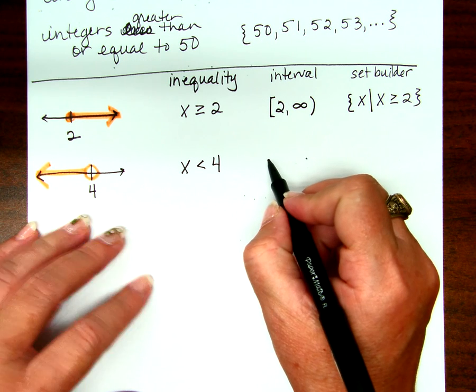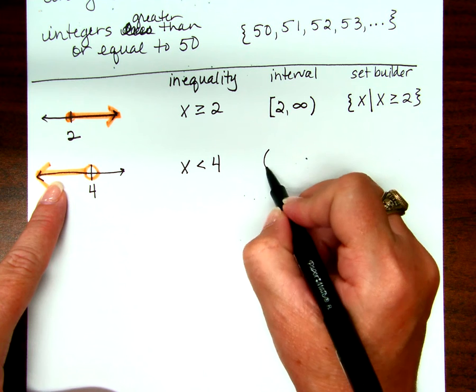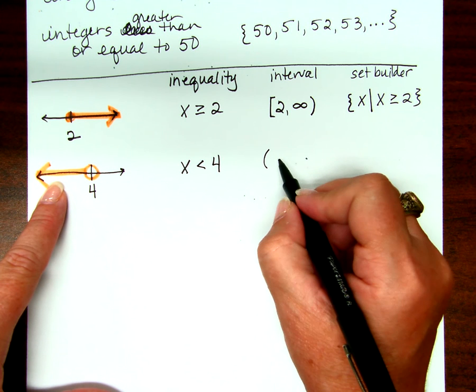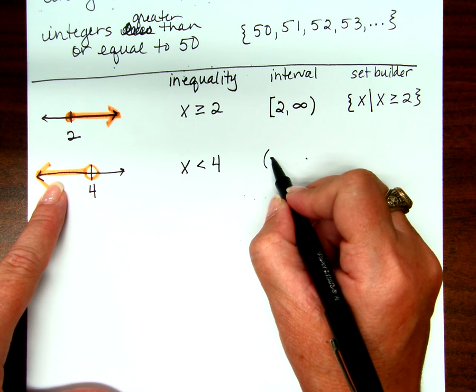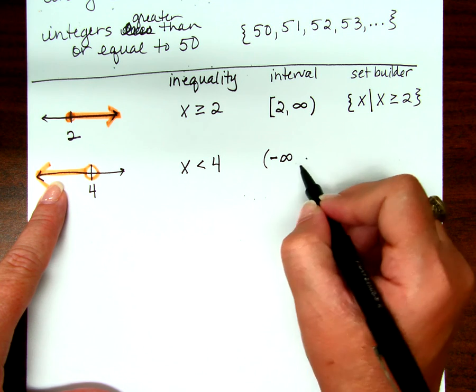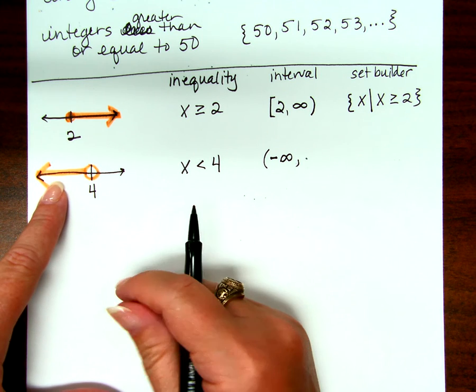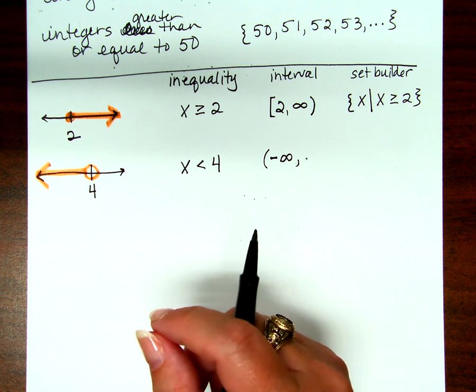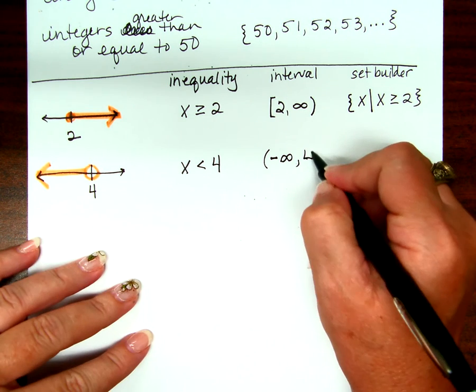Bracket. Parentheses, why, Jennifer? It keeps going, so we put negative infinity. And where does it stop at? 4. But 4 is not included.